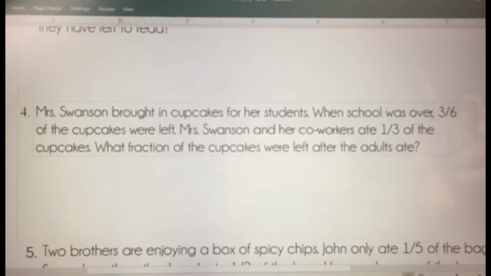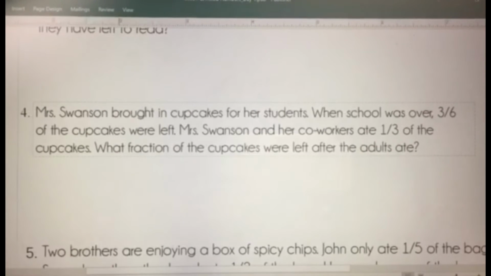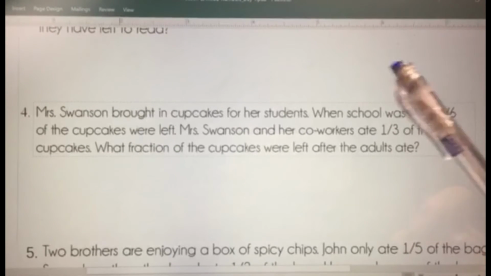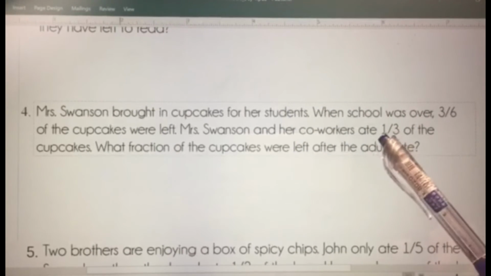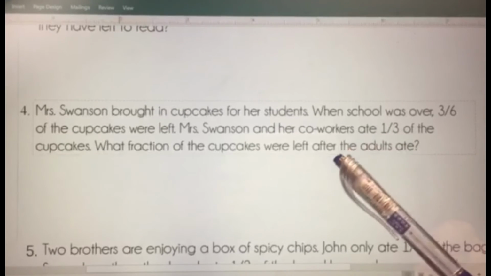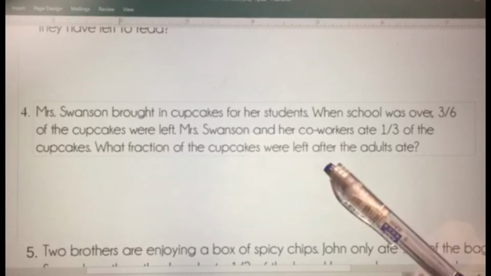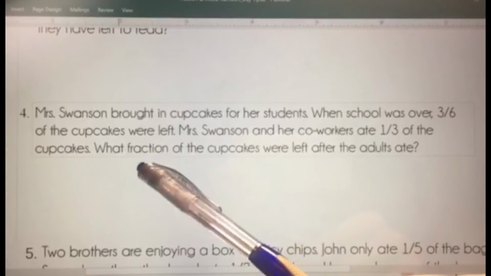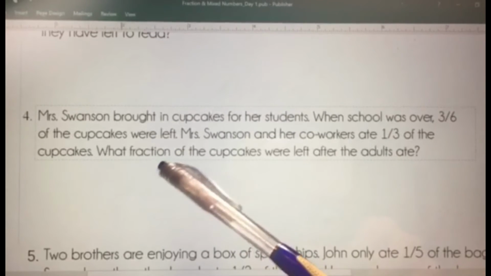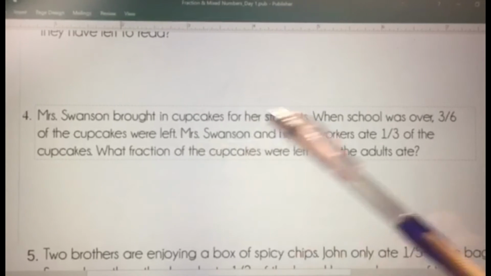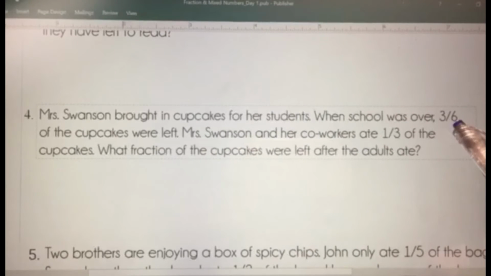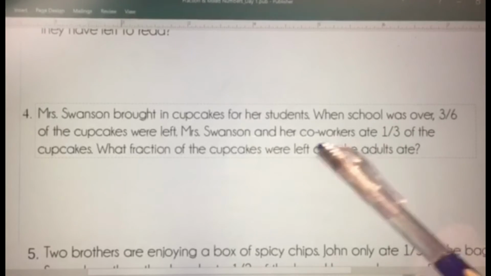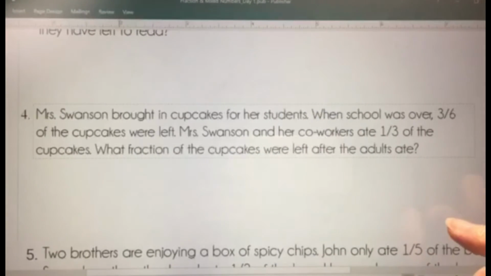Number 4, Miss Swenson brought in cupcakes for her students. When school's over, 3/6 of the cupcakes were left, and then they ate 1/3 of the cupcakes. What fraction of the cupcakes were left? We don't need to know the number of cupcakes, but we just need to find out what fraction of the cupcakes were left. So there's 1 fraction of it left, then another fraction of the leftovers eaten. So what is the fraction left? That's what it asks.